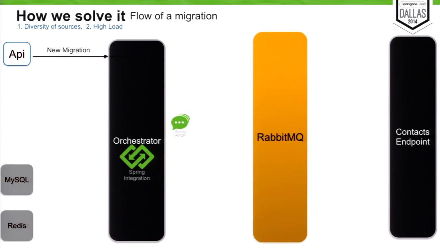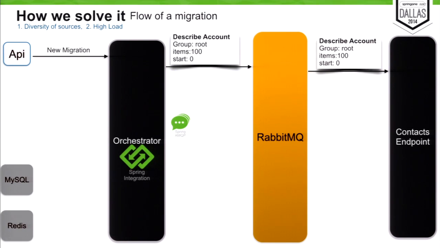Once a migration arrives to the platform, the orchestrator builds a migration plan for that migration. In order to do so, it needs to know the elements in the source account. So it asks for these elements from the endpoint in batches. Basically, it's like a feed. For example, here we're asking for 100 elements or contacts from the group root.